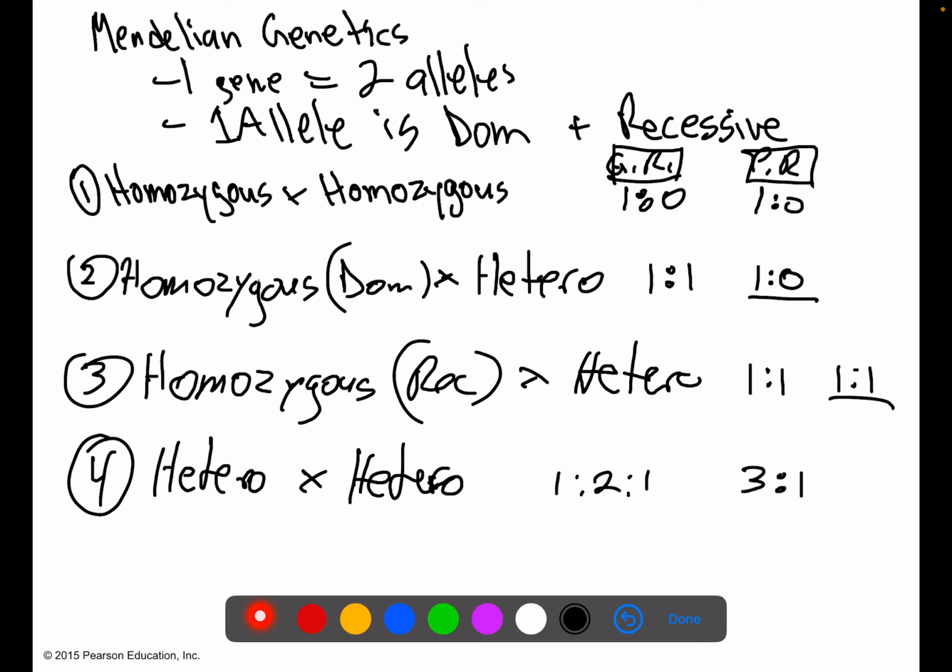All right, so that's a review of lecture number 2. Those are the 4 basic crosses in Mendelian genetics where you have one gene and each gene has 2 alleles. One of the alleles is dominant and the other one is recessive. You can always expect to get these results from those 4 crosses.